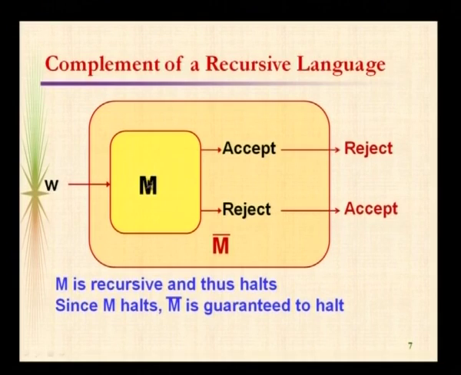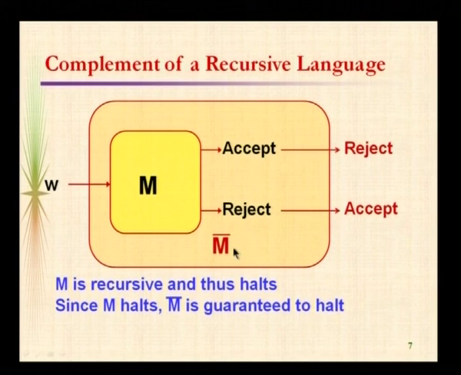Now we have a Turing machine, which we call M, where we have an input W that may or may not be in L of M. If it is in L of M, we will get accept. If it is not in L of M, we will get reject. Now the question is, what will happen for the complement of the language? We construct a new Turing machine, called M dash, which is going to accept the complement of L of M.